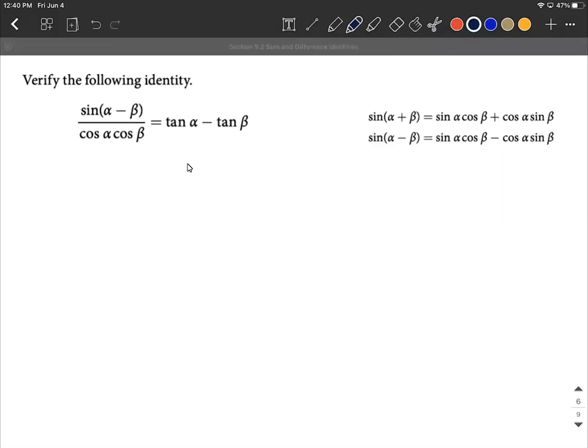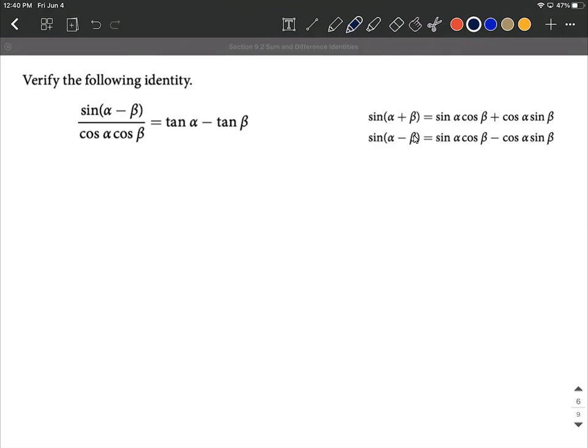Let's try to verify this following identity. When you're trying to verify identities, pick out the more difficult of the two sides and just work with that one side the whole way through if at all possible. To pick out which one's going to be more difficult looking, I'm going to choose the left-hand side in this case because we have this difference on the inside of our sine function.